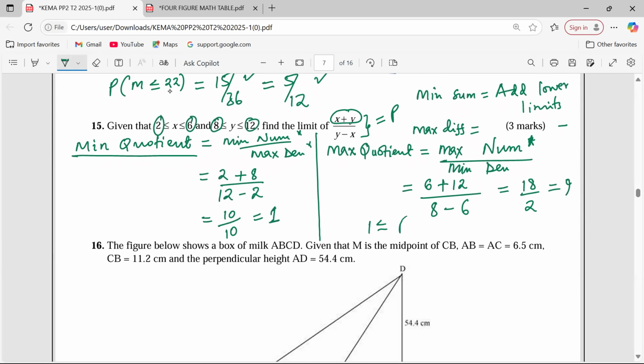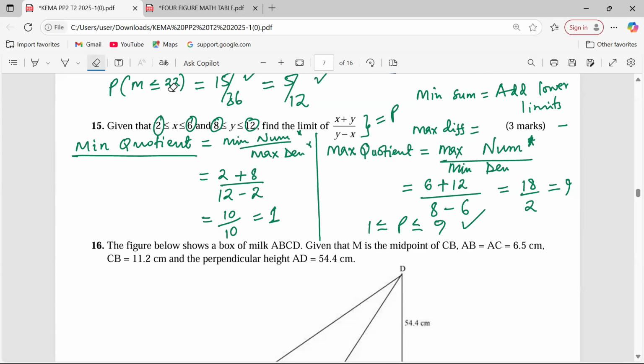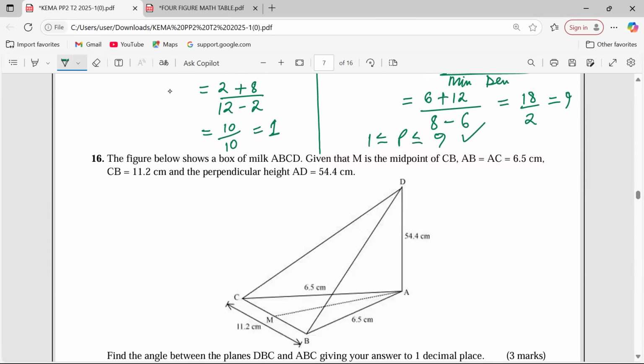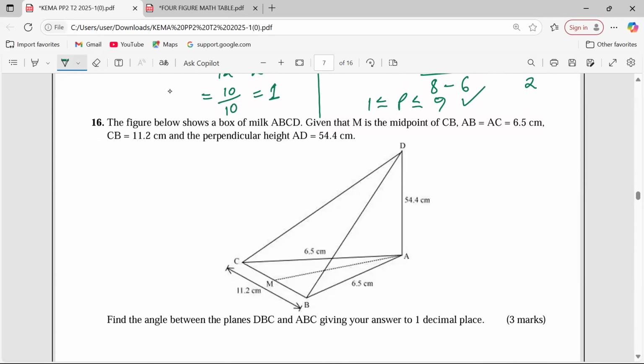So if this was being calculated as P, for example, then P is ranging between 1 and 9. Between 1 and 9. So the range, or rather the limits of the expression, which I'm letting it to be P, is going to be from 1 all the way to 9. Those are the limits. And that is from errors and approximations.